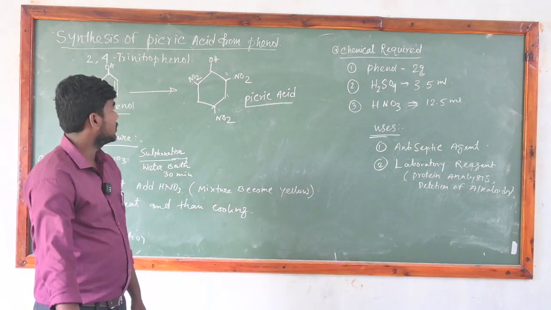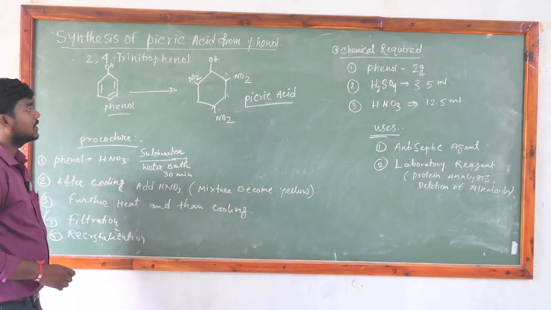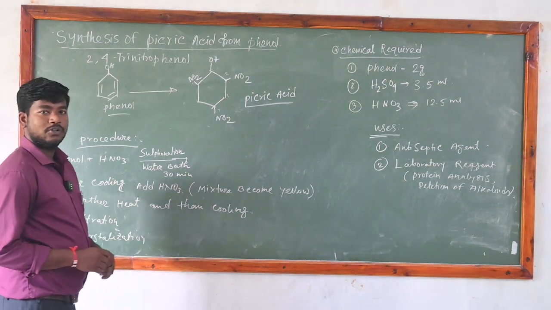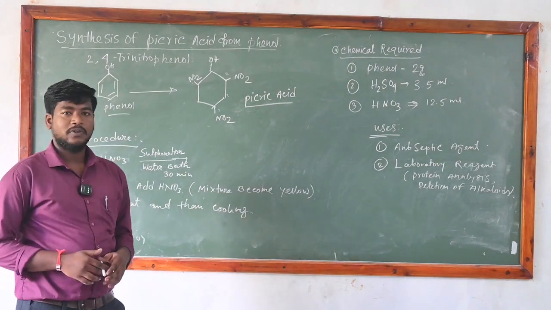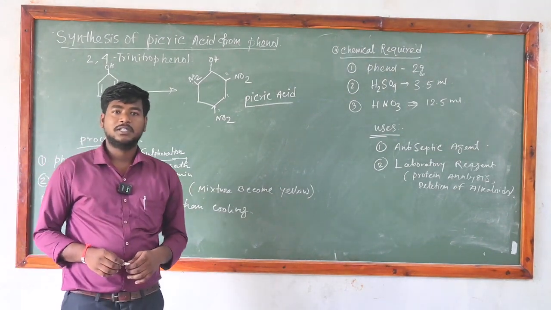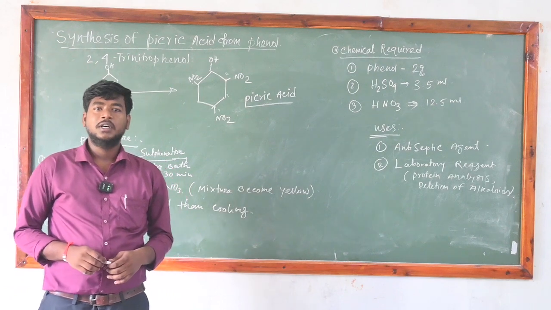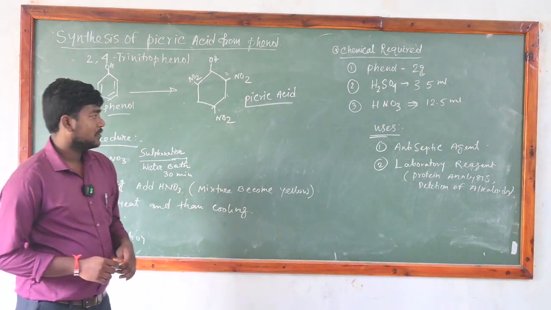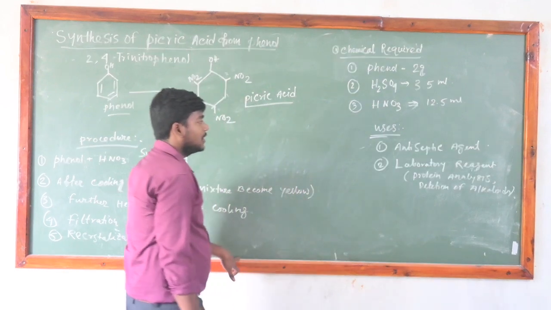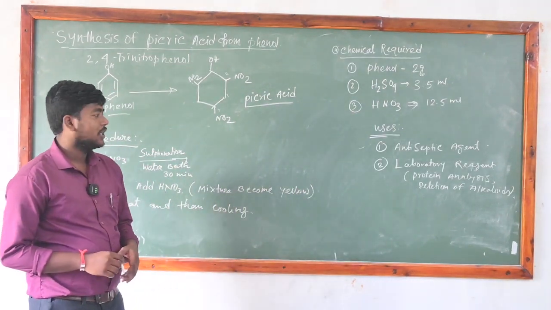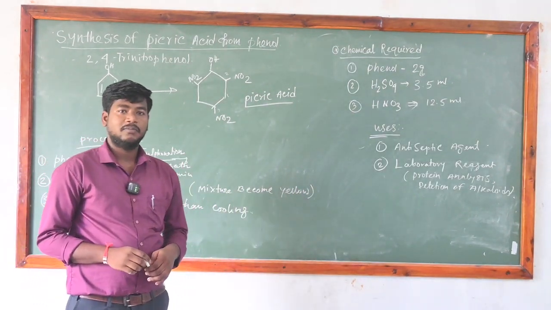Today I am going to discuss the synthesis of picric acid from phenol. So we all know that picric acid's name is 2,4,6-trinitrophenol. It is a yellow crystalline compound basically used for various purposes. For example, it is used as an antiseptic agent, or sometimes as a laboratory reagent for protein analysis or the detection of alkaloids.